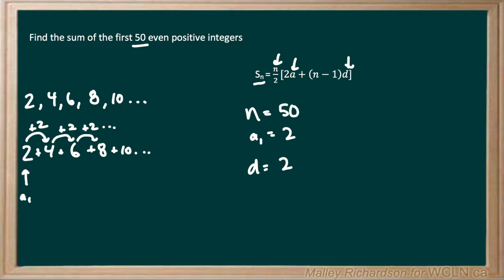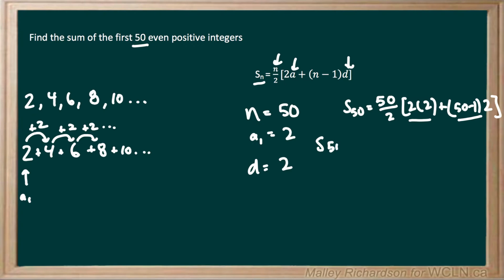So instead of writing S of n, we're going to write S of 50 equals n divided by 2, which is 50 divided by 2, multiplied by [2 times a1, 2, plus 50 minus 1, all multiplied by 2]. We want to do inside our square brackets first, so we can do 2 times 2, and then 50 minus 1 first. Two times 2 is 4, and 50 minus 1 is 49, all multiplied by 2.